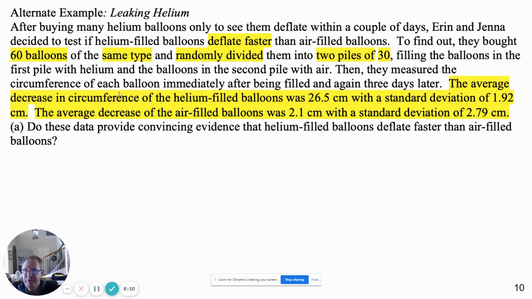So the question we're asked is, do these data provide convincing evidence that helium-filled balloons deflate faster than air-filled balloons? The fact that we're asking for convincing evidence tells me we're going to be doing a t-test, not a confidence interval. That means we're going to have to write the null and alternative hypotheses. The question asks whether we have convincing evidence that the helium-filled balloons deflate faster than air-filled balloons, so that tells me we're going to do a one-tailed test.